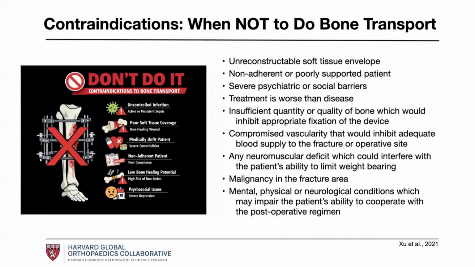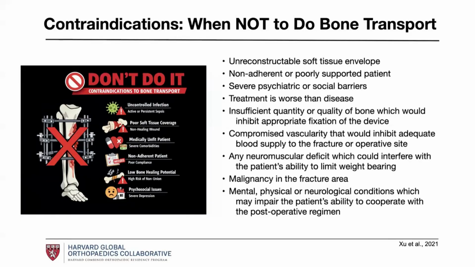Busy slide, but a very important slide. When should we not do bone transport? I won't read through these all. You can look at them at your leisure, but sometimes, and it's rare, the limb is just not salvageable. If the soft tissue defects are too great and we can't do a flap and the limb can't be saved, amputation should be strongly considered.